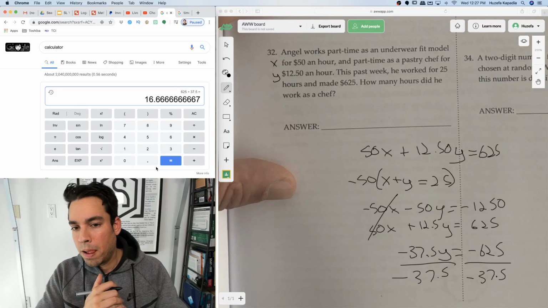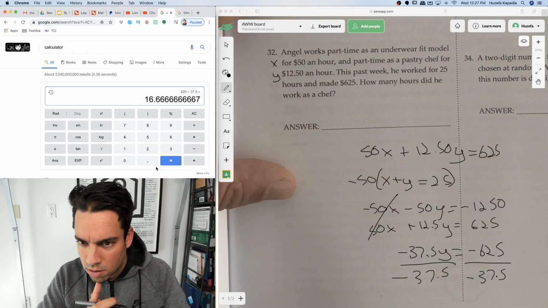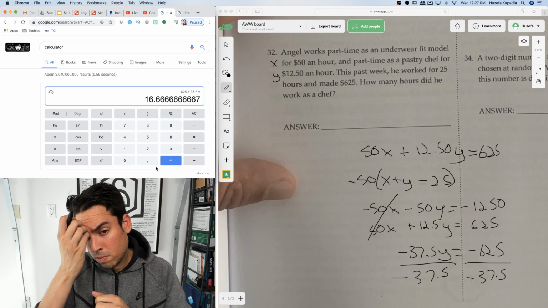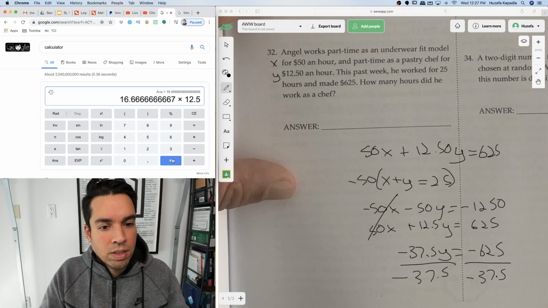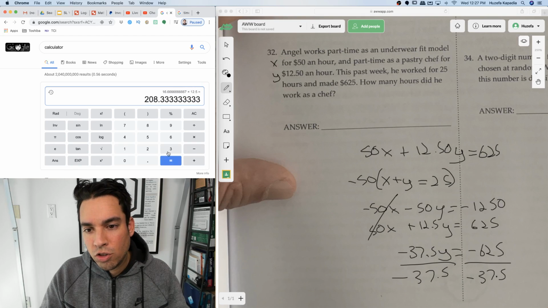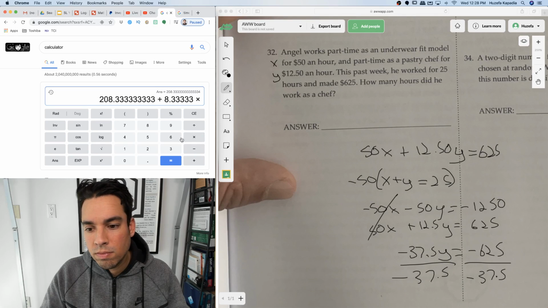Darn it. I wonder if they made a mistake here. 25 hours. So does that even work, right? 16. Let me just make sure. 16 and 2/3 times 12.50 is 208.33. 16 and 2/3 times 50, 8 and 1/3 plus 8.333. 0.33333 times 50, right?